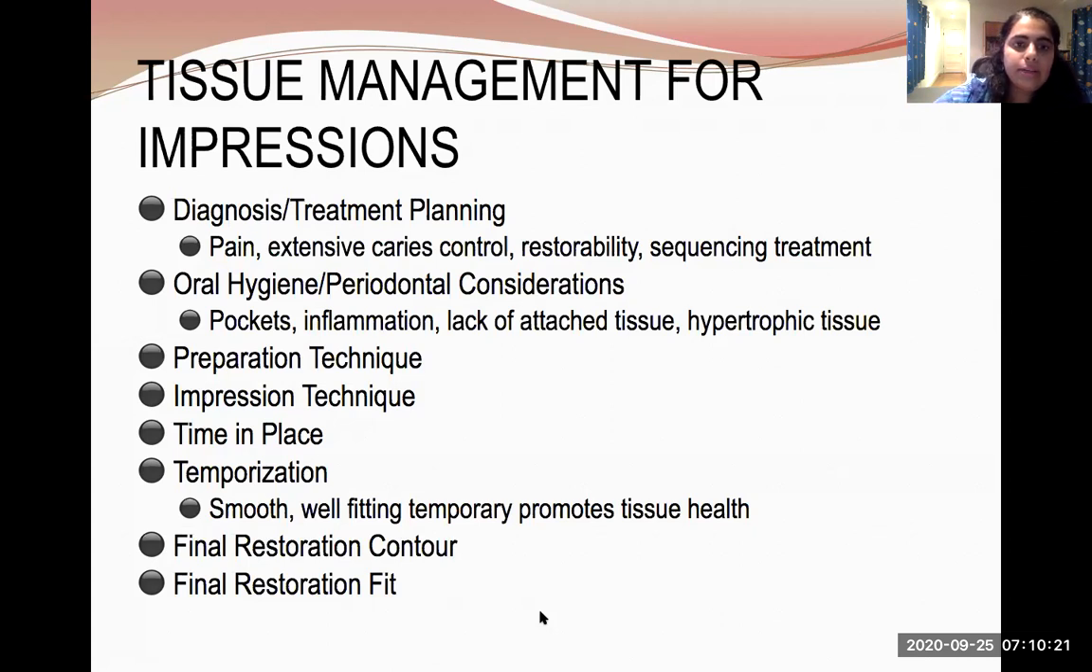And if there is hypertrophic tissue, then we might need to laser it and get it out of the way either during the crown prep procedure or before it. If there is lack of attached gingiva, that also will affect the final outcome of the crown. And we will talk more about it in the coming slides.